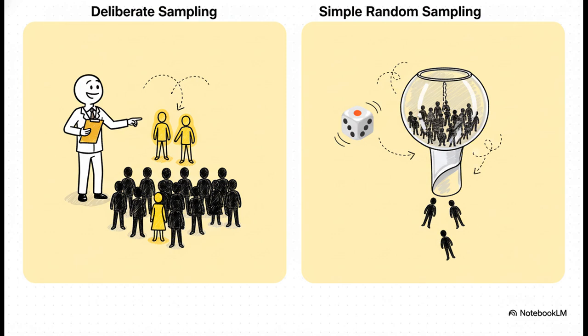On one hand, you have deliberate sampling. This is where the researcher uses their expert judgment to handpick specific people or cases for a reason. On the other hand, you have simple random sampling. This is like a lottery. Every single person in the group has an equal random chance of getting picked. It's all up to pure probability.